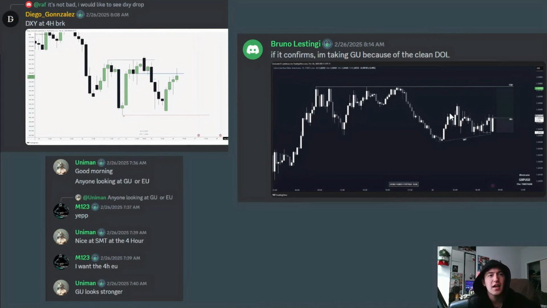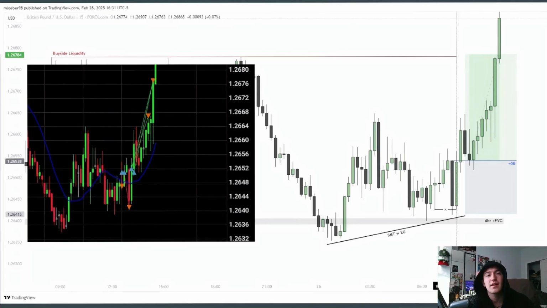Simple as that. And as you can see here, this is what we get as the result. This is literally the result. We get our execution and we target our relative equal highs. And was that rocket science? Honestly, was that rocket science?